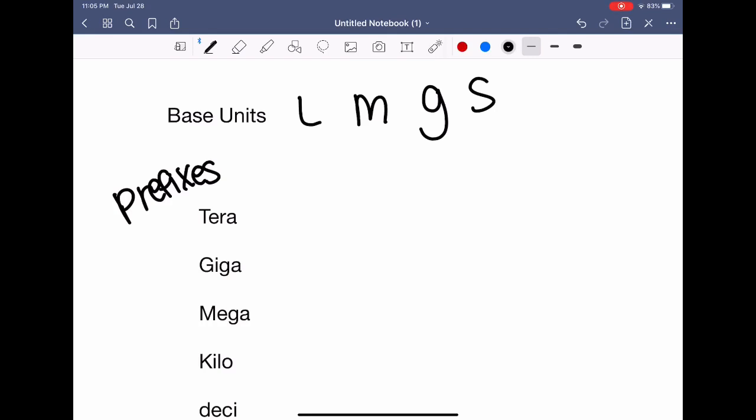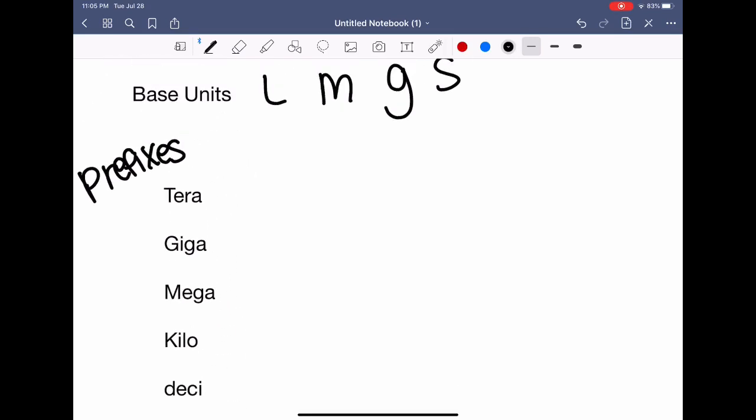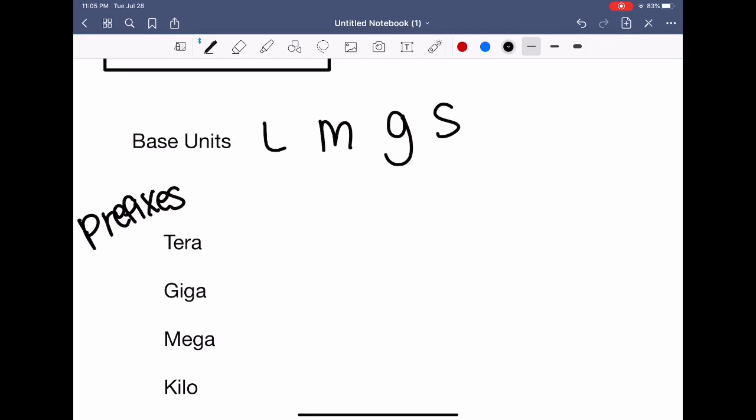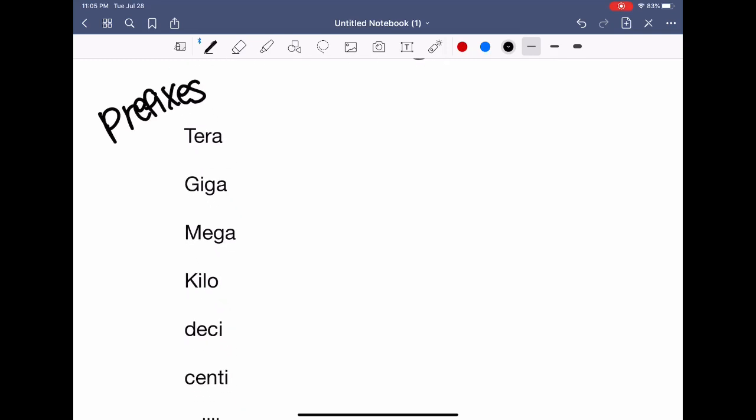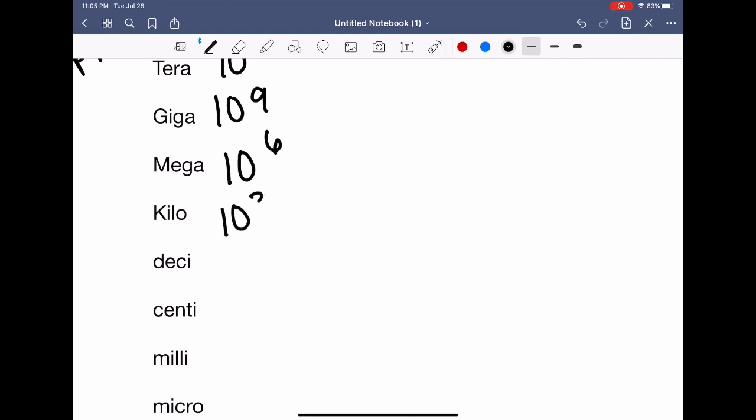So think about it. Centimeter, centi, and meter. And that's how we come up with the factor of 10 and the name and the label and the conversion. So here's a list I've created for you. Tera is 10 to the 12th. Giga, 10 to the 9th. Mega, 10 to the 6th. Kilo, 10 to the 3rd. And then notice here deci, centi, and milli, all are actually a lot smaller because they're smaller numbers.